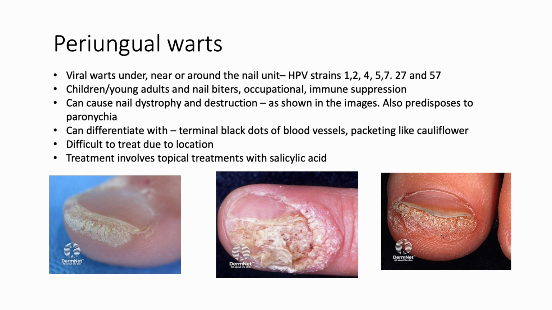On examination, they appear as in the photos, with hyperkeratosis of the subungual region, with a cauliflower-like appearance, which we call packeting. And this can be visualized at the end of the nail. To differentiate viral warts from other potentially malignant processes, we can look for this packeting and also the telltale sign of small black or red dots, which are tiny blood vessels, as you can see in the second photo.